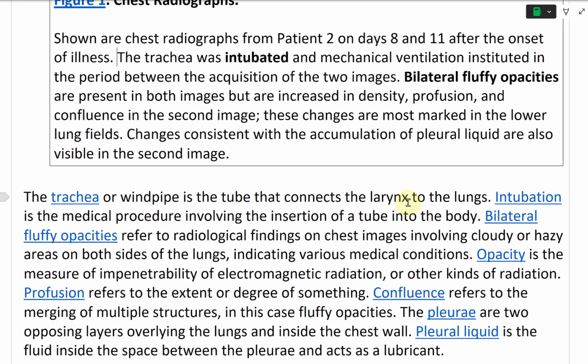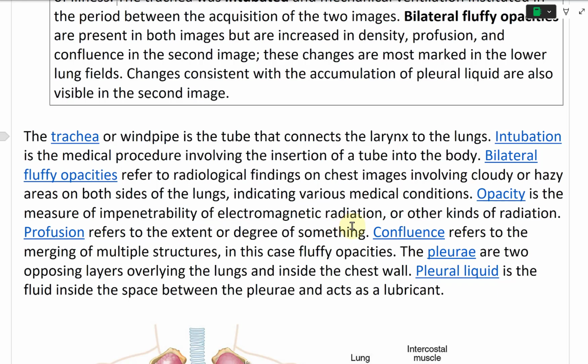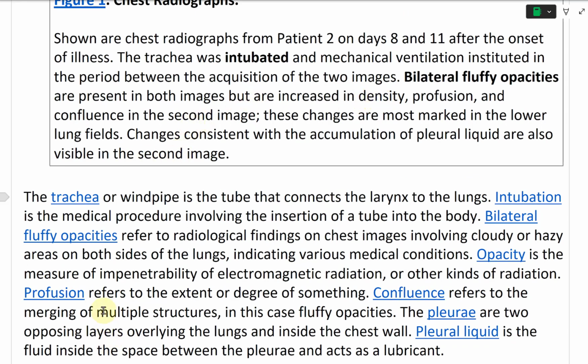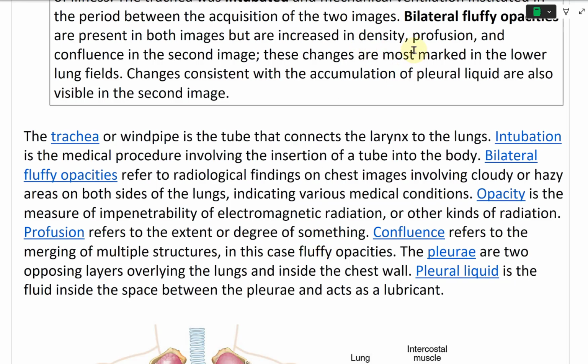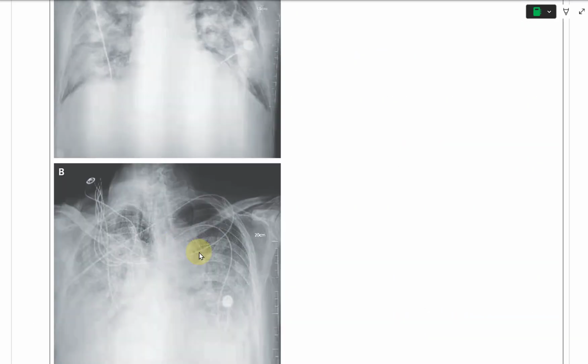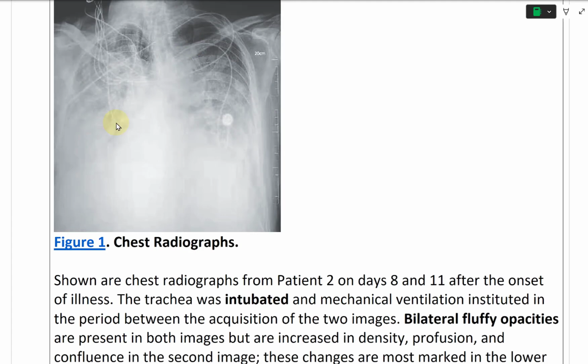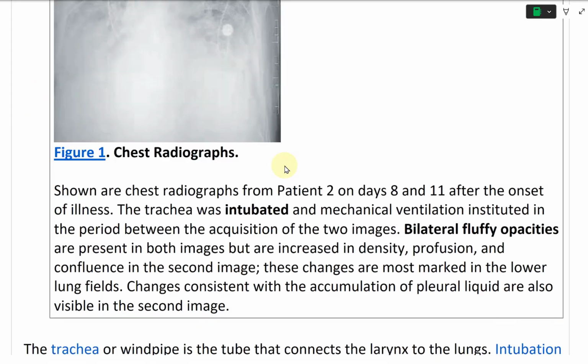So the trachea or windpipe is a tube that connects the larynx to the lungs, and intubation is the medical procedure involving the insertion of a tube into the body. And then these bilateral fluffy opacities refer to radiological findings on chest images involving cloudy or hazy areas on both sides of the lungs, indicating various medical conditions. And opacity is the measure of impenetrability of electromagnetic radiation or other kinds of radiation. And over here has increased profusion on the bottom image. Profusion refers to the extent or degree of something, so it's increased more of these bilateral fluffy opacities with those hazy, cloudy areas. And confluence refers to the merging of multiple structures, in this case, fluffy opacity. So you have multiple of these all merging together into this image there. You see them all together.